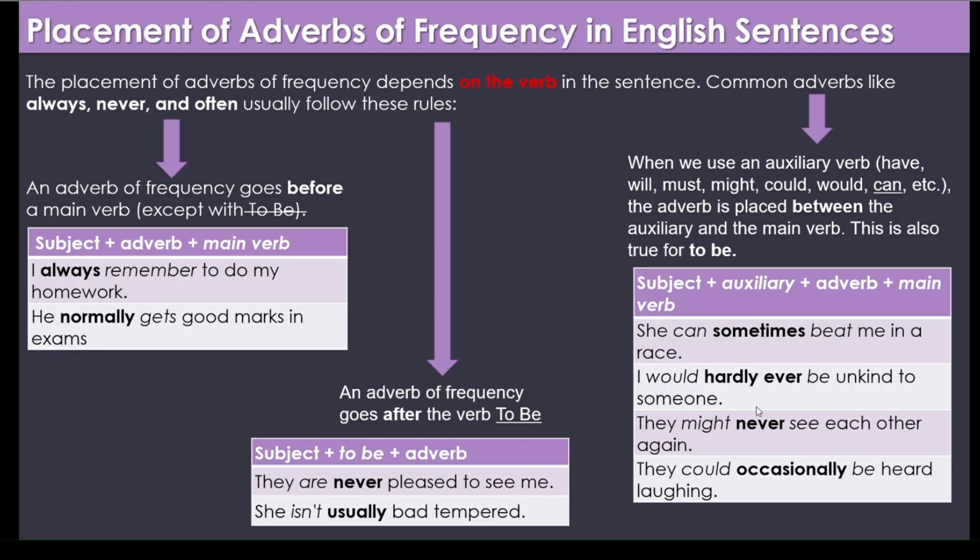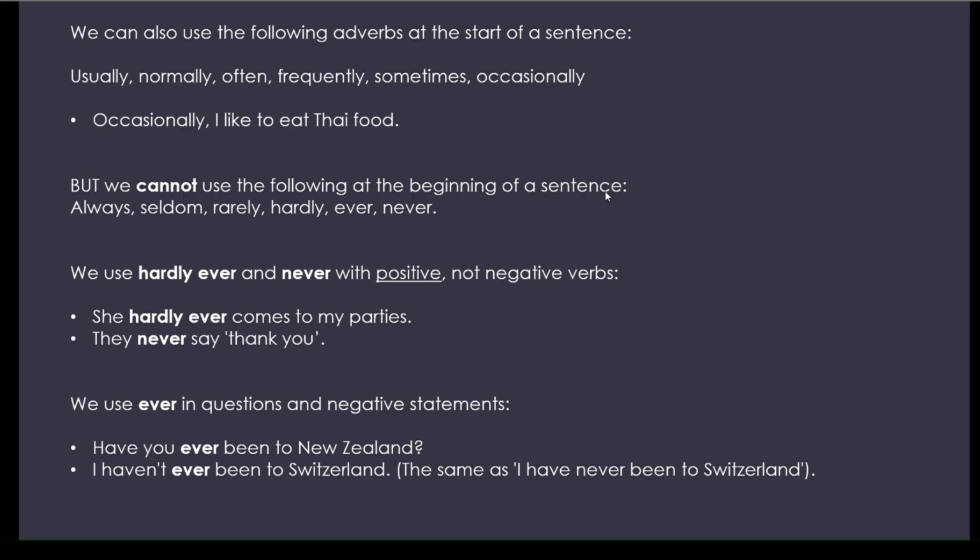They might never see each other again. They could occasionally be heard laughing. We can also use the following adverbs at the start of a sentence: usually, normally, often, frequently, sometimes, occasionally. Example: occasionally I like to eat Thai food.